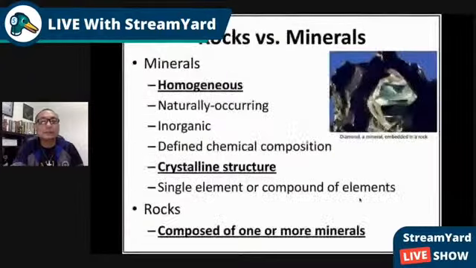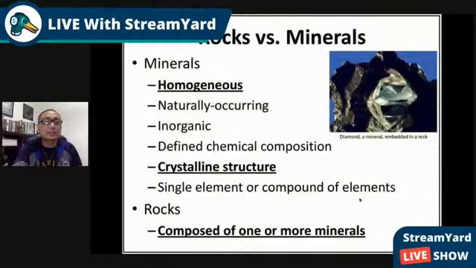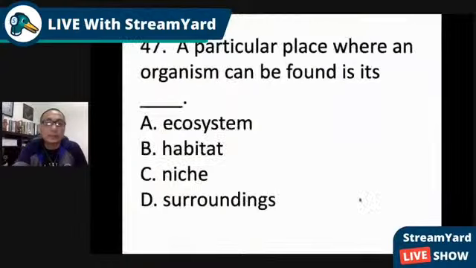No? Okay. So what is the difference between rocks and minerals? Take note of this. Rocks are composed of one or more minerals. So pwede ba na isang mineral lang, rock din? Yes. Parang Venn diagram yan. A rock can be a mineral and a mineral can be a rock, but not all rocks are minerals and not all minerals are rocks. And minerals are more homogeneous and crystalline in structure and they are naturally occurring, and rocks are composed of two or more minerals.